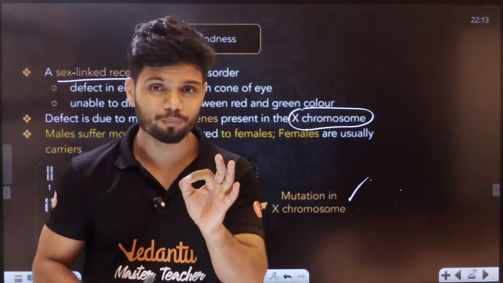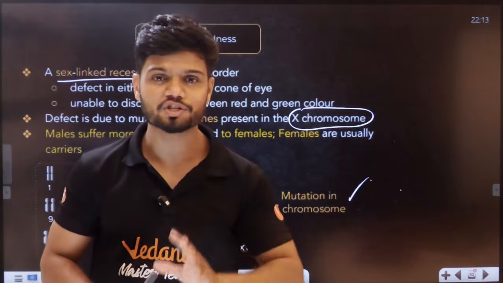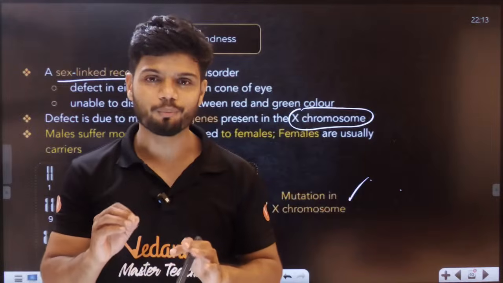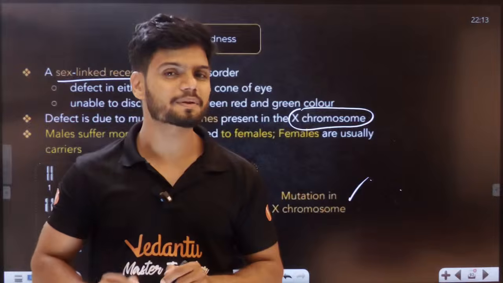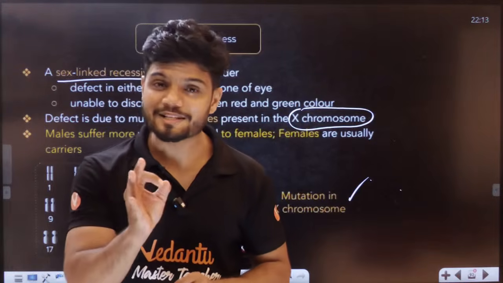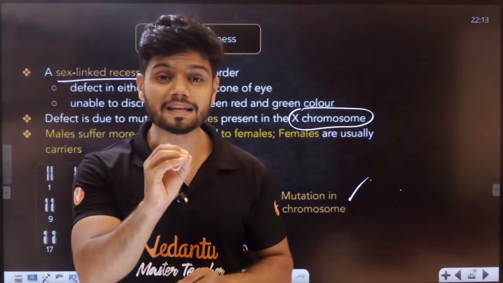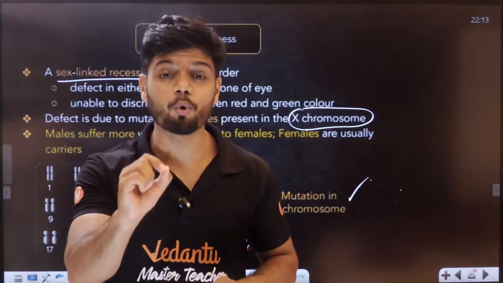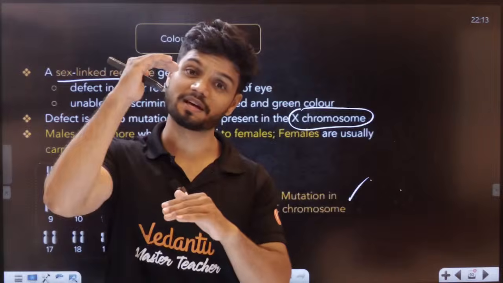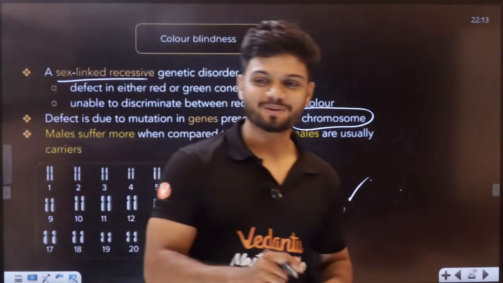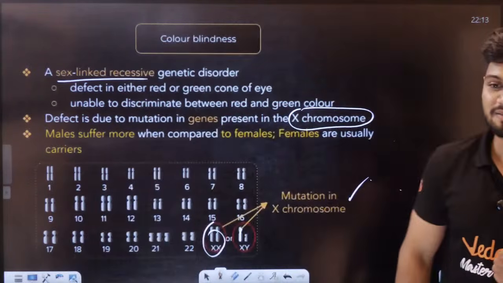On the Y chromosome, there are around 75 genes. Do you know how many genes are present on the X chromosome? On the X chromosome, there are almost 900 to 1400 genes. That's why the X chromosome is important. The X chromosome has so many genes.